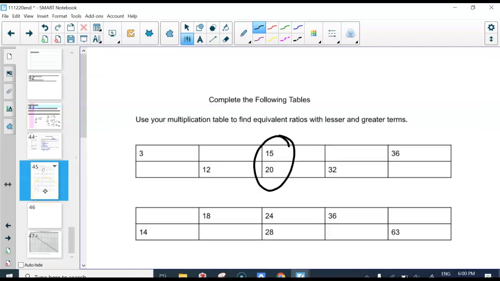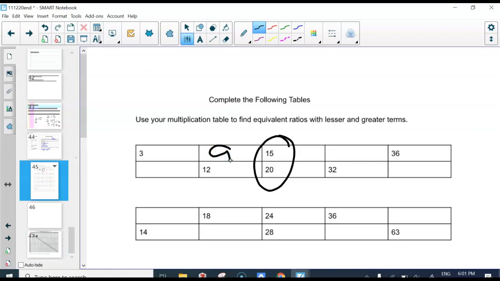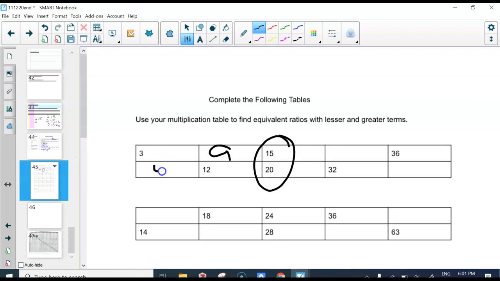Okay, now it says I'm finding a lesser term. It's smaller. So 20 goes with 12. Okay, 20, here's 20, goes with 12. 15 goes with 9. Let's do another one. I still go back to the 15 to 20. Now the 15 goes with 3. 15 to 20, 15 goes with 3. What completes the rectangle? The 4.